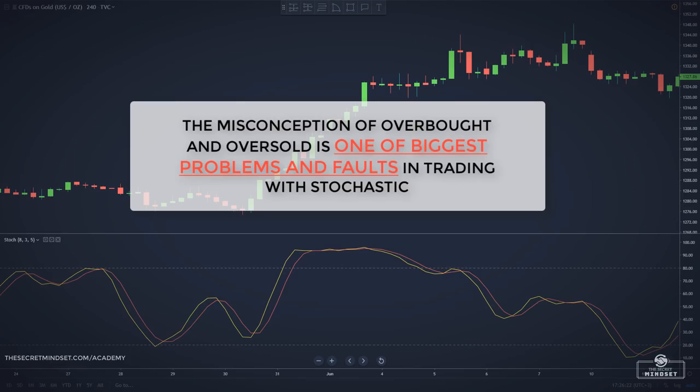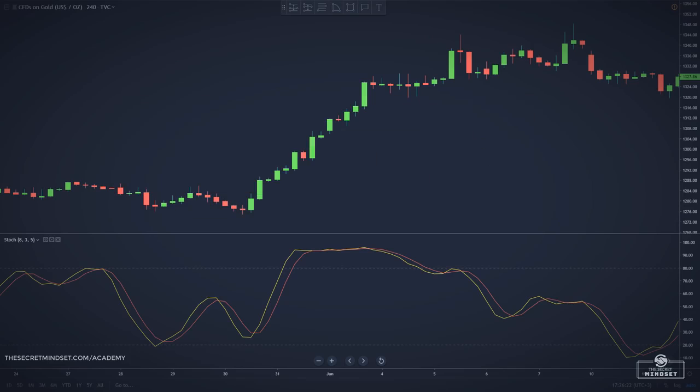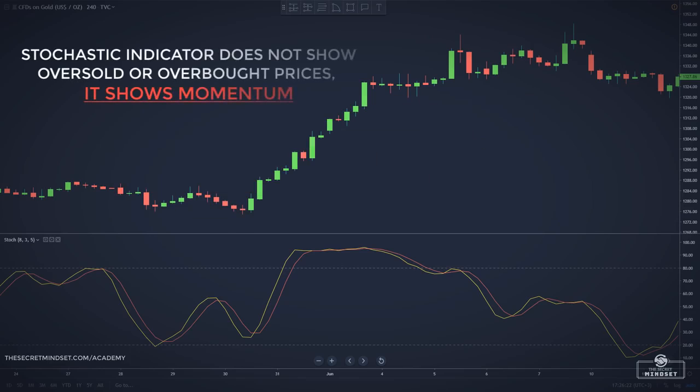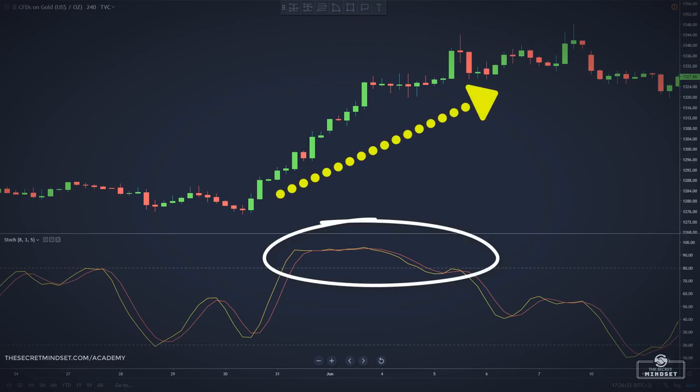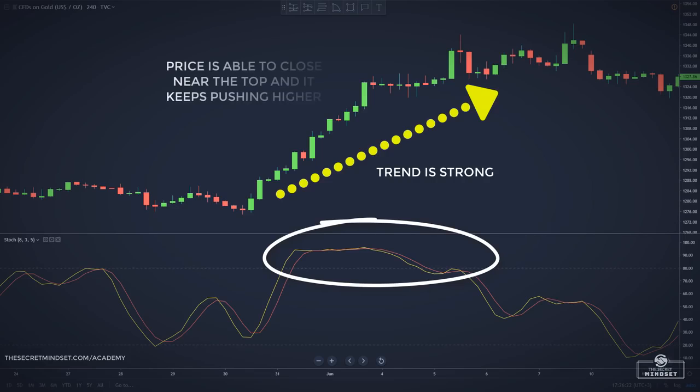After many years and a lot of money lost, I've realized that the stochastic indicator does not show oversold or overbought prices. It shows momentum. When the stochastic is above 80, it means that the trend is strong, and not that it's overbought and likely to reverse. A high stochastic means that the price is able to close near the top and it keeps pushing higher.